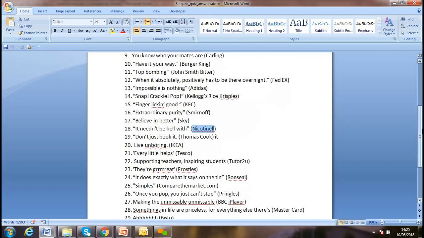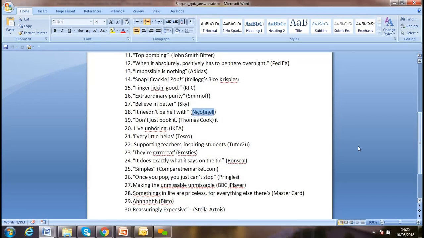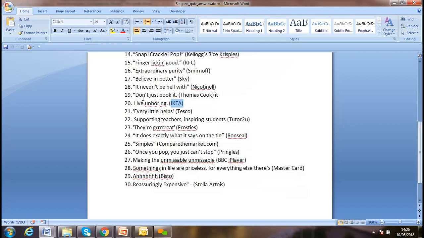Then we have "Don't just book it, Thomas Cook it." So that's all about Thomas Cook. Like "Unboring," that's IKEA. We have all these companies, like Pringles, I think it's quite popular. Once you pop, you just can't stop. Is it right? Yeah. And MasterCard: something in life is priceless, for everything else, there's MasterCard. So these are all the slogans.